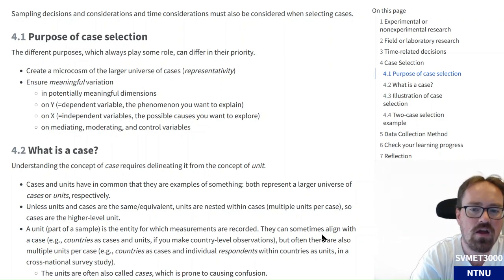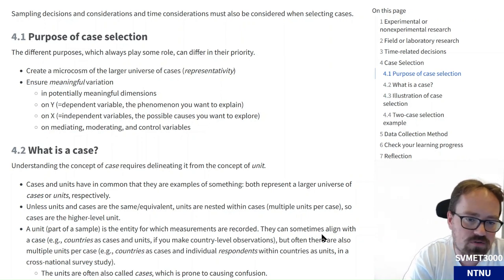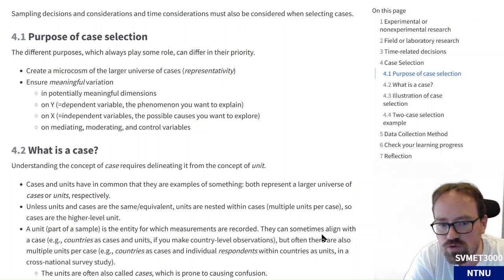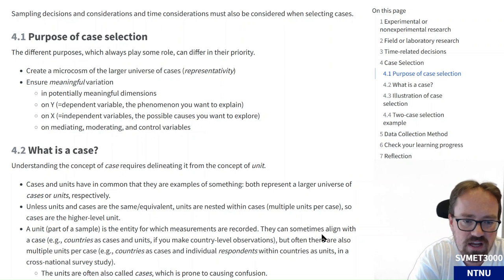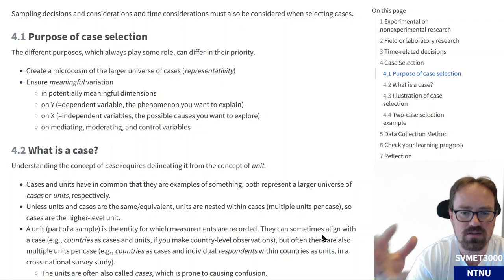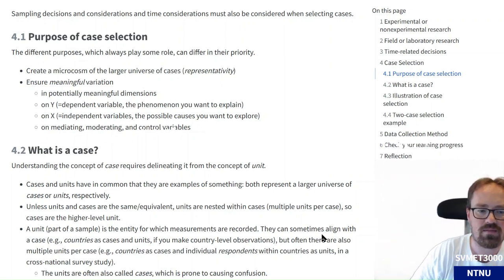So we may know characteristics of certain countries, characteristics of certain schools we want to include in a study of school performance, right? And we can use that prior knowledge to select cases that create the kinds of contrasts and variations that will be helpful to us.